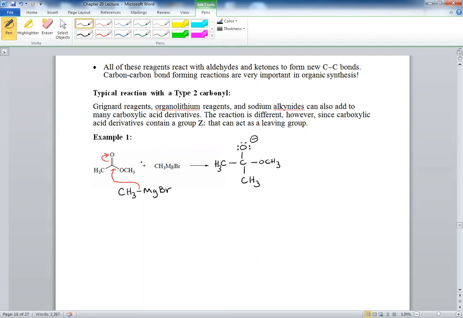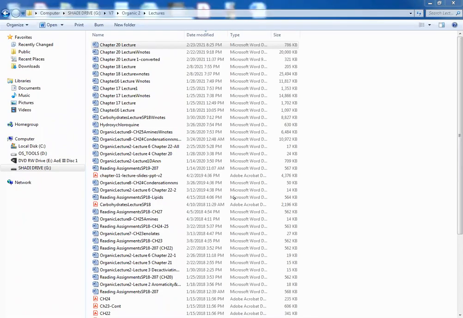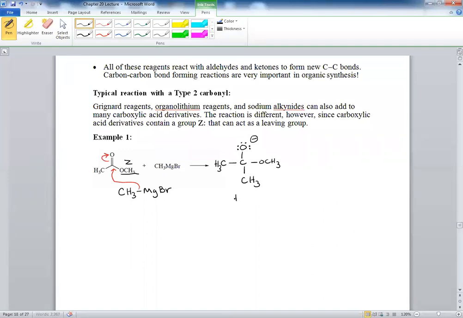Now, remember, this is Z. So the question is, do we have a leaving group in this reaction? We do. So again, this is a tetrahedral intermediate, and we do have a leaving group. This is very important. So the electrons are going to come down and kick out our leaving group. What is its job? To leave.